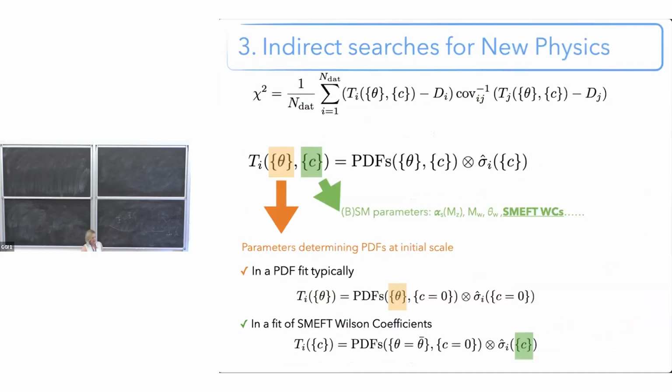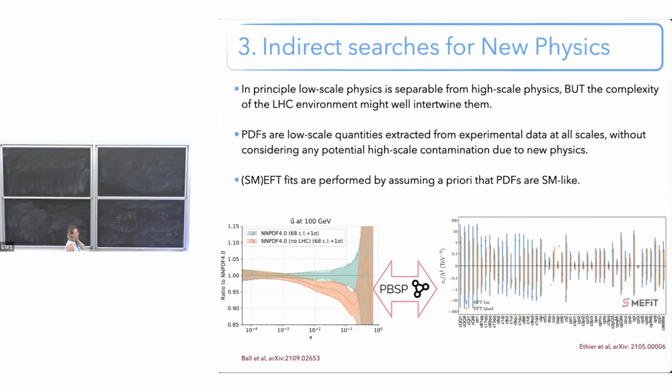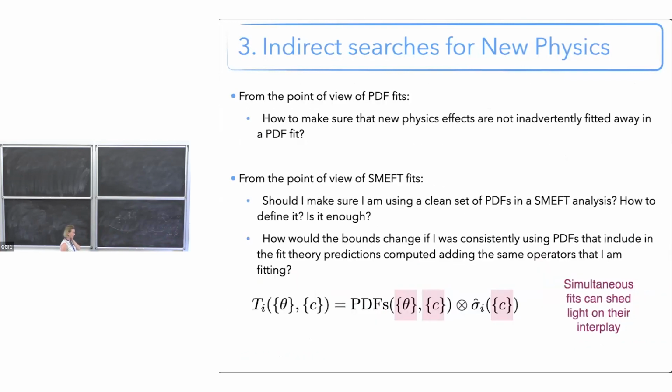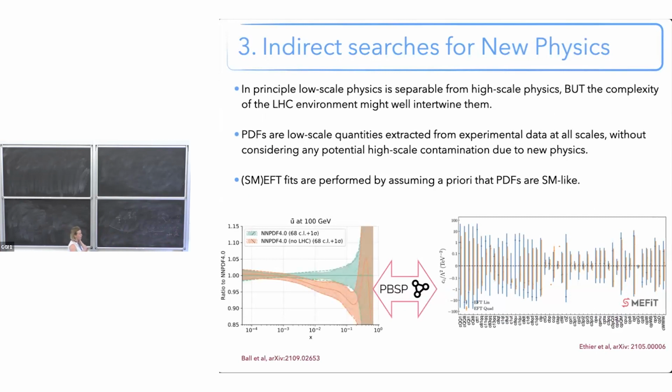And clearly there is an inconsistency, because when you do a SMEFT fit, you keep the PDF fixed. So theta are the parameters of the PDFs, and you just vary C. When you do a fit of the PDFs, you set C equal to 0, you determine theta. Okay, so there is always a kind of orthogonal search, one for the theta parameters, one for the C parameters. But what if there were correlations between the two? And this is what we started to do with some of my students in Cambridge.